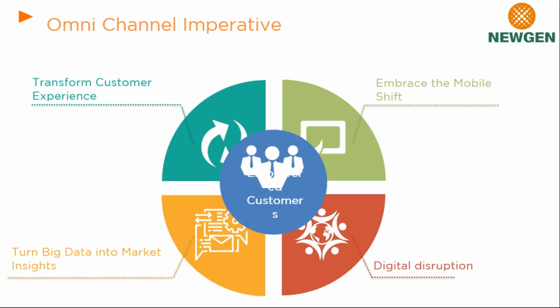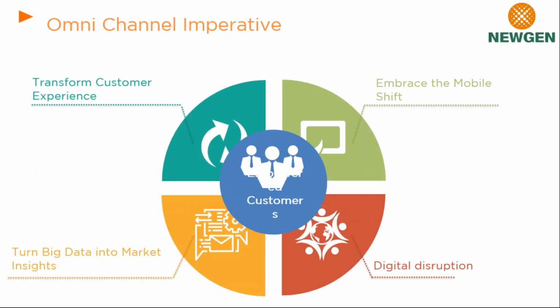And we see that the 4 imperatives leading to this are, first, our mobile shift. We now see that every consumer wants everything to be in the smart apps of the mobile or tablet. They do not want to move even to the websites.